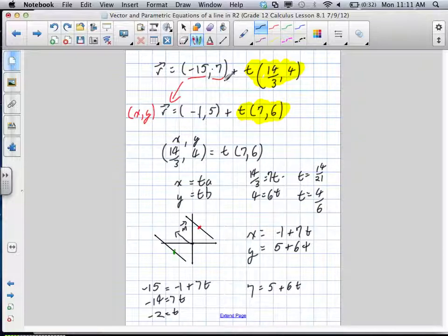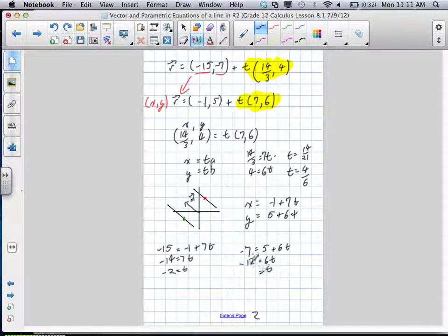Oh, does it? In the book? Oh, thank you. Okay, sorry, the question says negative 7. So let's do negative 7 equals 5 plus 6t. When we bring the 5 over, we get negative 12 is equal to 6t. t again is equal to negative 2. Okay?